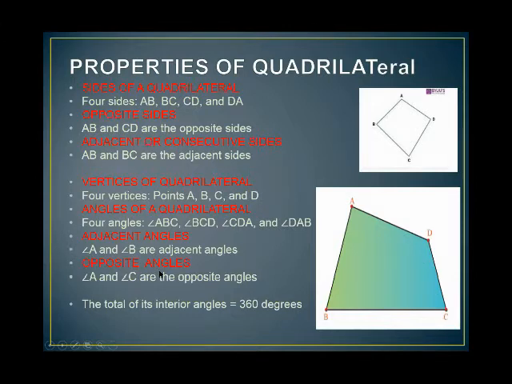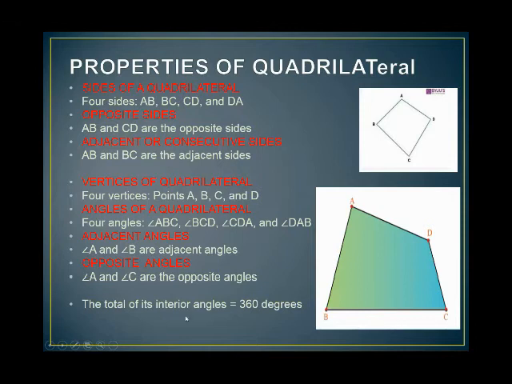Now the opposite angles. Opposite angles are those which are just opposite to each other. Means angle A is opposite to angle C and angle D is opposite to angle B. And that's why we say that there are pairs of opposite angles.